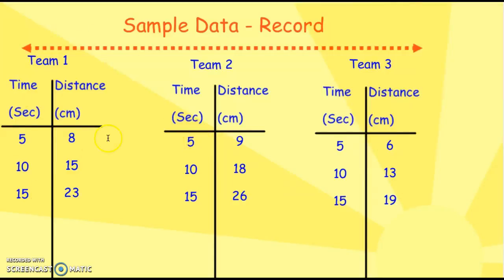So I would like you to pick if you want to be on team 1, team 2, or team 3, and then I need you to copy this T-chart down exactly, whichever one you pick. So you don't have to do all 3, you just pick which team's data you want to use. So pause the video and copy one of those T-charts down.